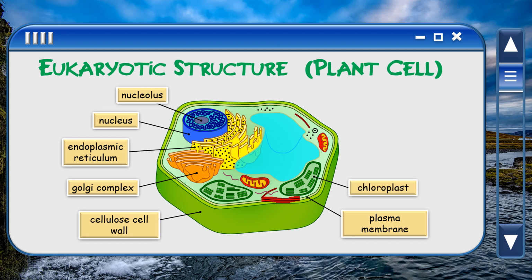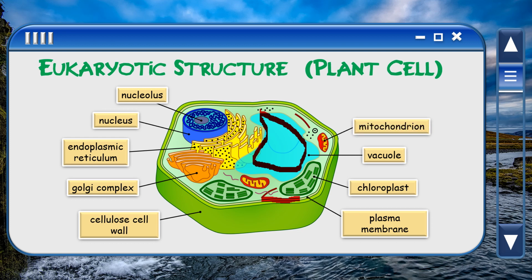Then we have the chloroplasts. Those are responsible for carrying out photosynthesis. We have the vacuole. You can see that much of the center point is occupied by the vacuole. And then we have the mitochondria, which is the powerhouse of the cell. We have the ribosomes, which are 80S.